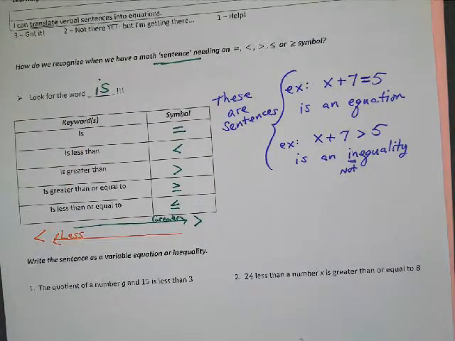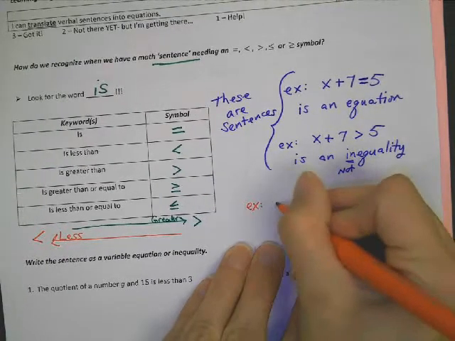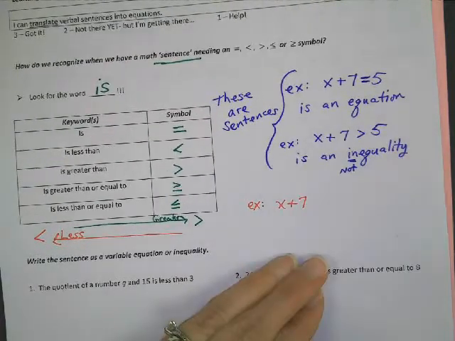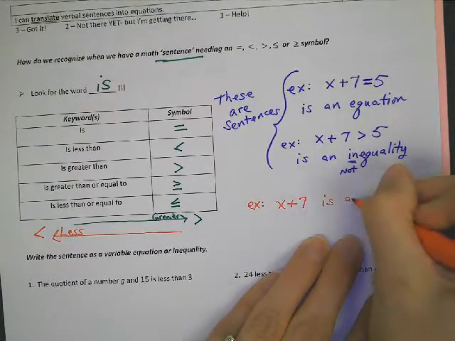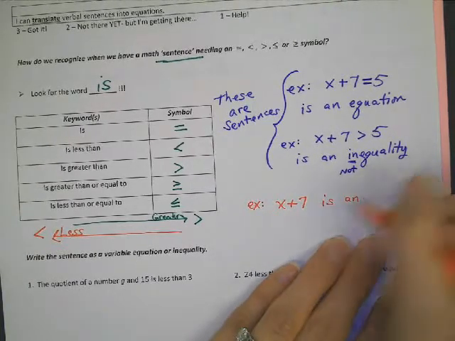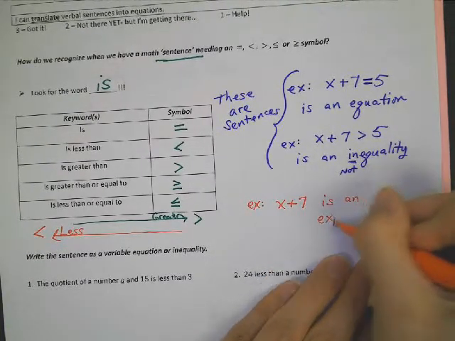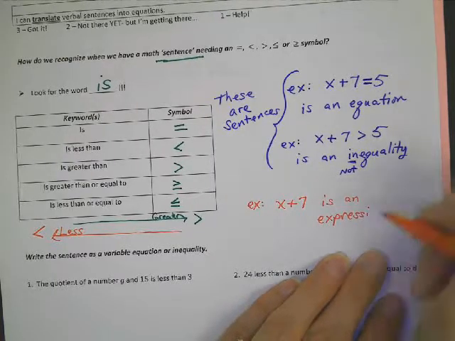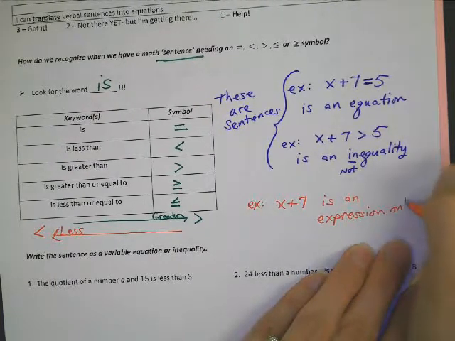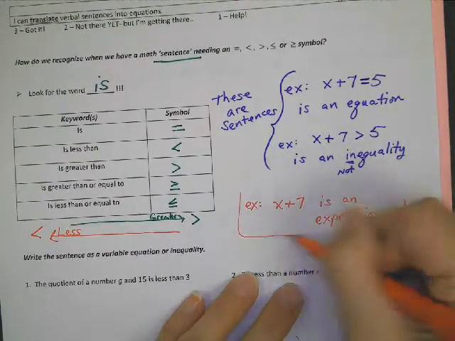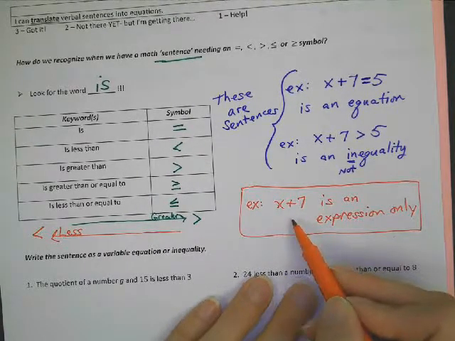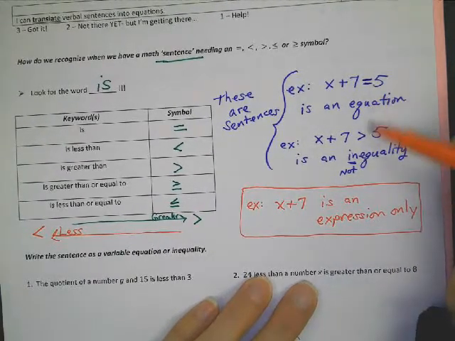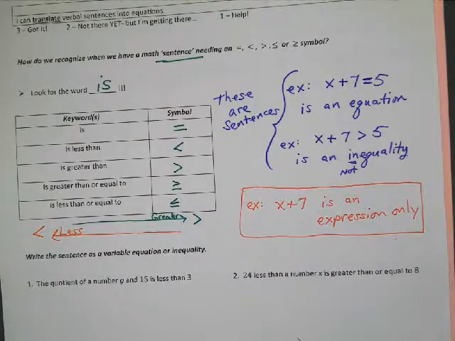All right. Well, what's not a sentence? Here's an example. X plus 7. That's not a sentence. That is an expression. Okay, it's an expression only. This is not a sentence. We've been doing lots of work with expressions. Now we're going to start adding some signs to make them be a sentence. Okay, we're going to practice this here a little bit.